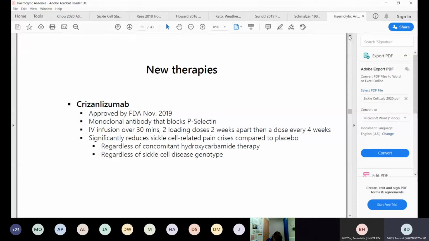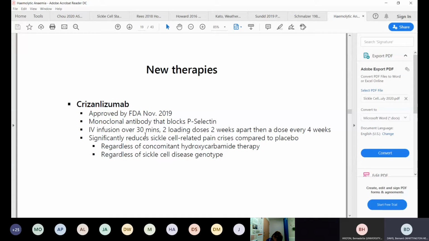And what it does is this, that by blocking this, you interrupt the vaso-occlusion process, and then the patient gets better. And so in the trial, and this was published a couple of years ago, and only licensed last year, it's an IV infusion. You give it over 30 minutes. In the trial, what they did was they gave 2 loading doses, so day 1 and then 2 weeks later, and after that you need an infusion every month.